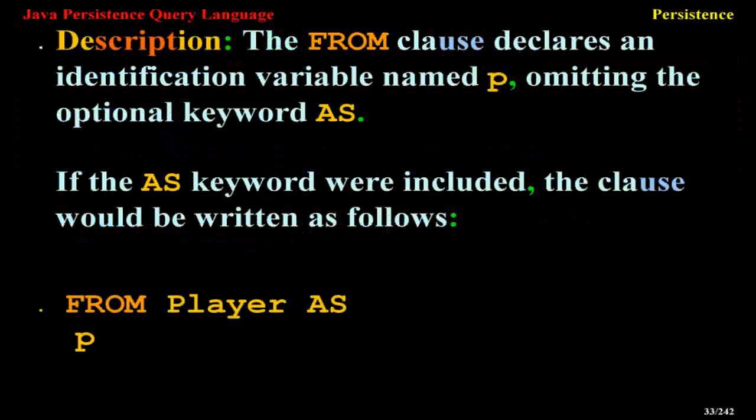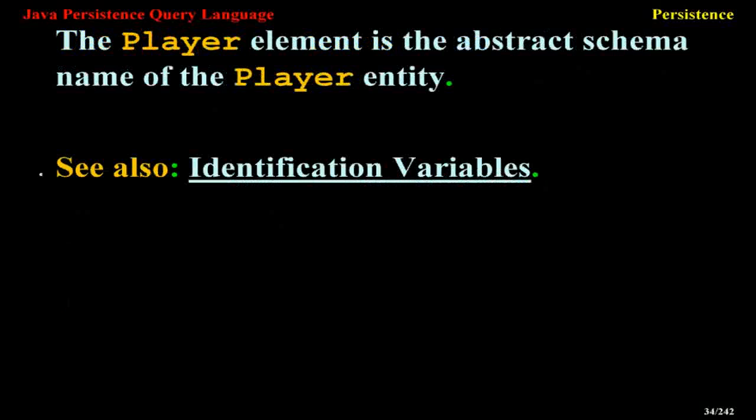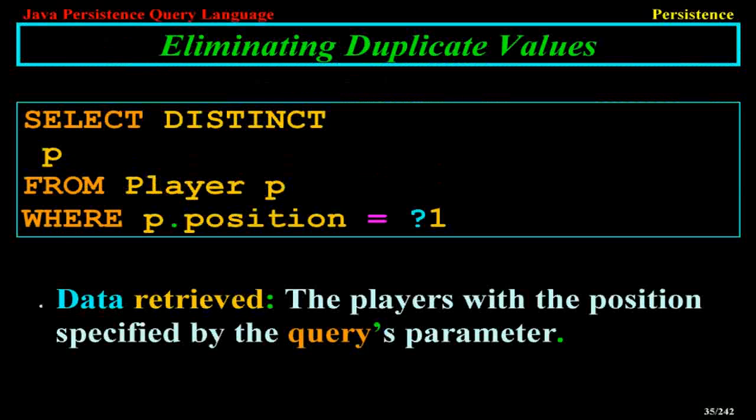Description. The from clause declares an identification variable named p, omitting the optional keyword AS. If the AS keyword were included, the clause would be written as follows: FROM Player AS p. The Player element is the abstract schema name of the Player entity. See also identification variables.